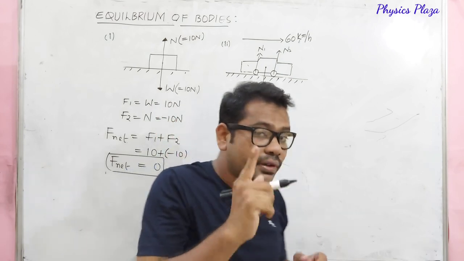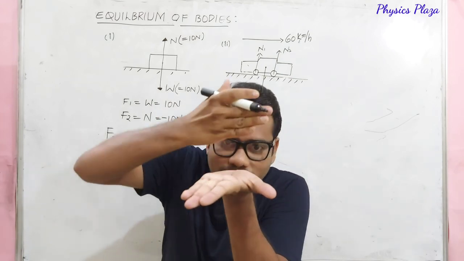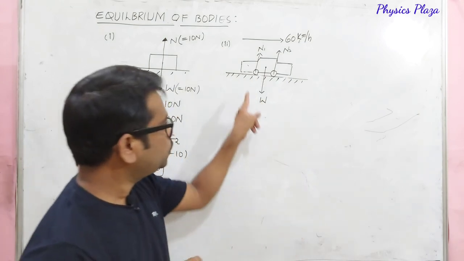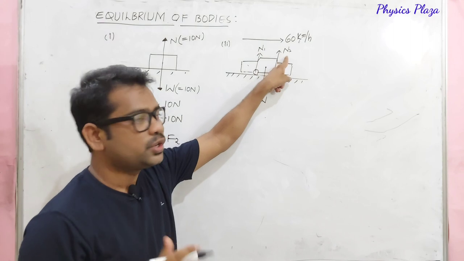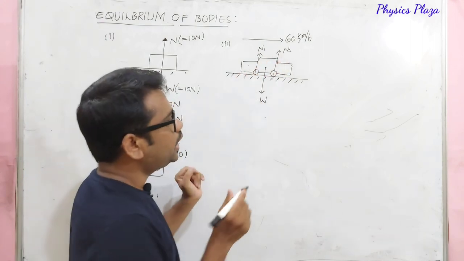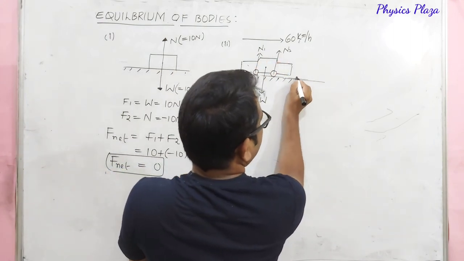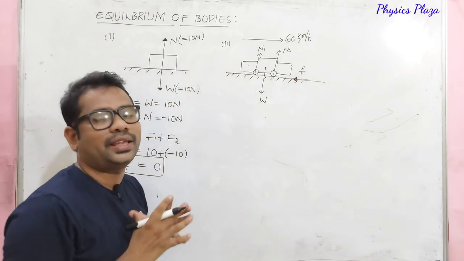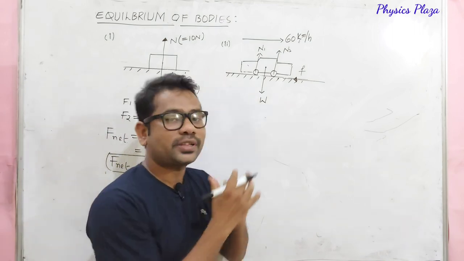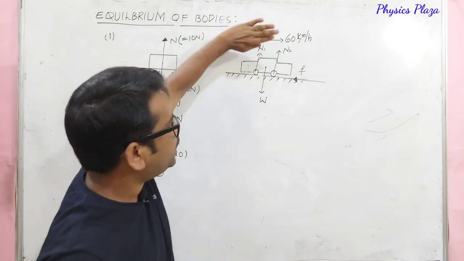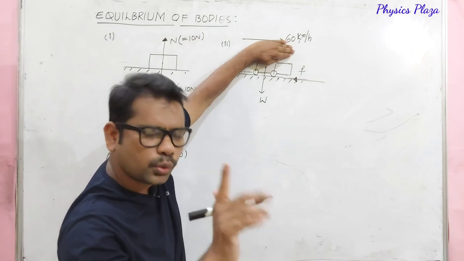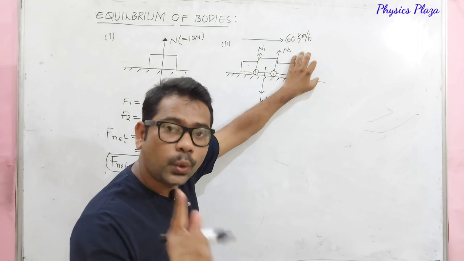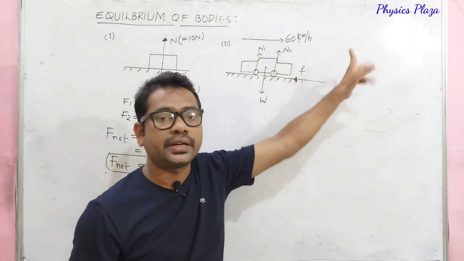Some students will take only one normal force. But a very important thing, dear children: whenever there is a contact, there will definitely be a normal force acting upwards. Here two contacts are there, that's why we are taking N1 and N2. Two normal forces are acting, which is very important. And don't you think there will be a friction acting in the opposite direction? Obviously. Still, the car is going with uniform velocity.